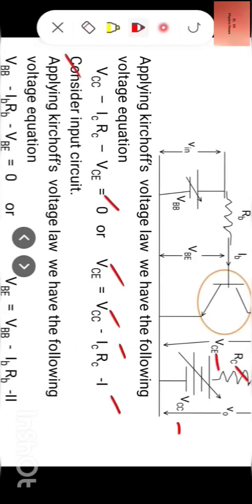Now consider input circuit. Applying Kirchhoff's voltage law, we have the following voltage equation. VBB minus IBRB minus VBE is equal to 0. From this equation we calculate VBE, which is equal to VBB minus IBRB. Let us mark it as equation 2.